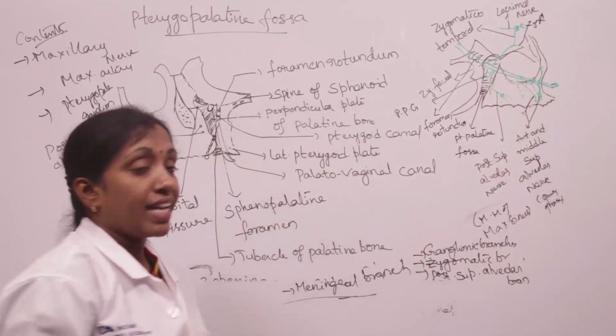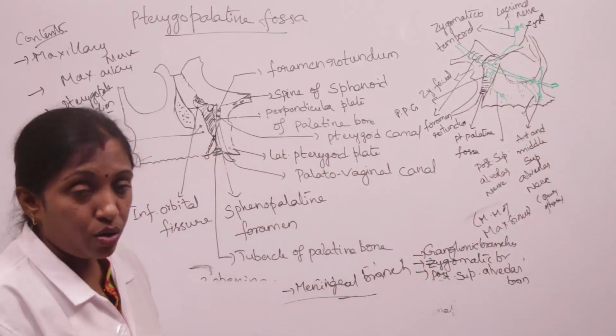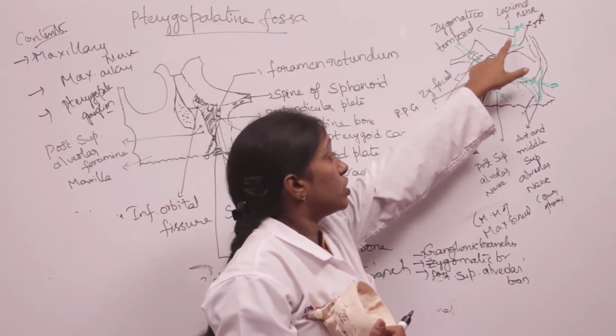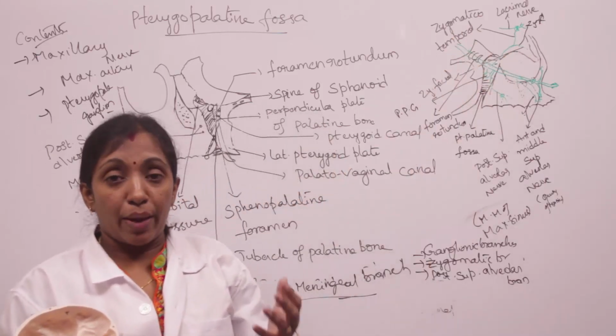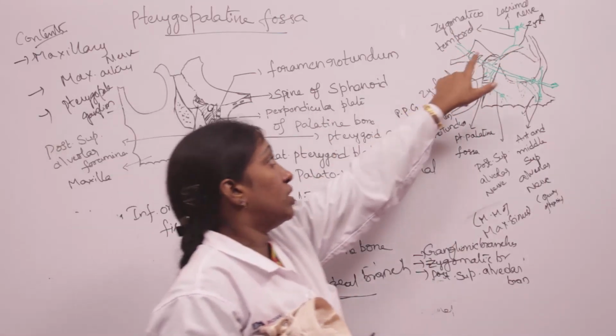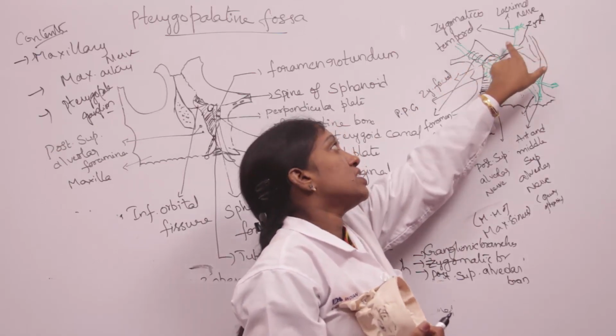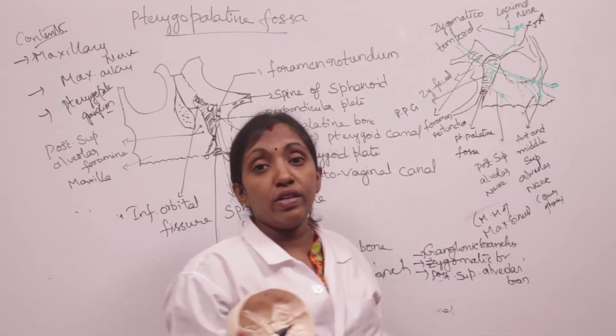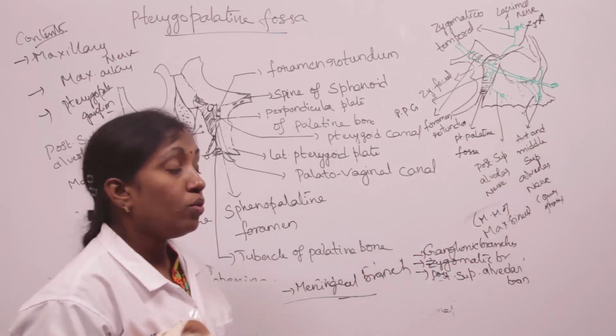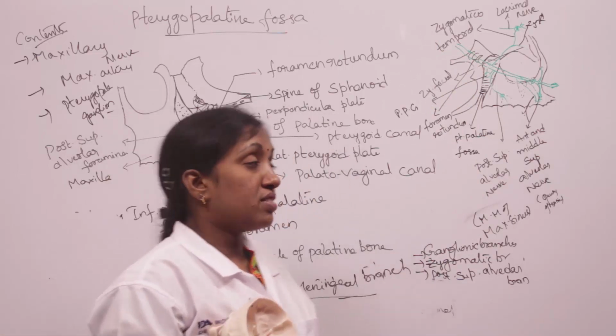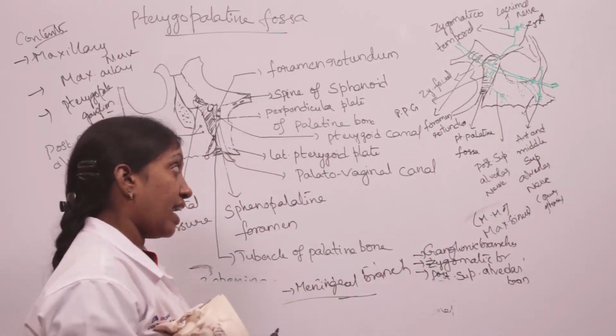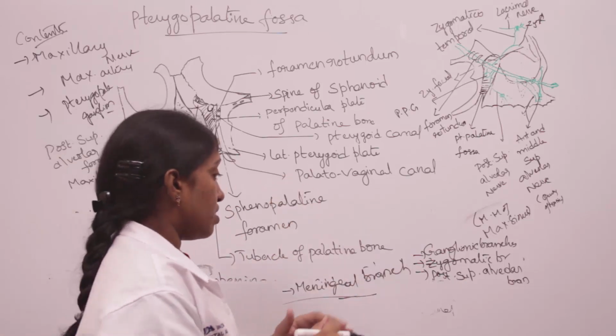So the zygomaticotemporal nerve also gives one ascending branch to the lacrimal nerve, which carries the post-ganglionic parasympathetic fibers to the lacrimal gland. Okay, so these are the 3 branches.